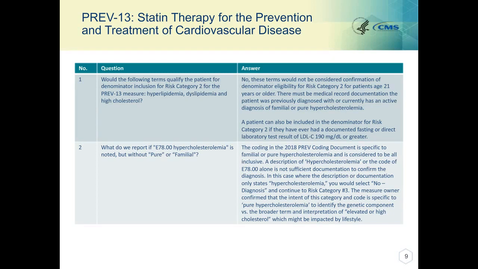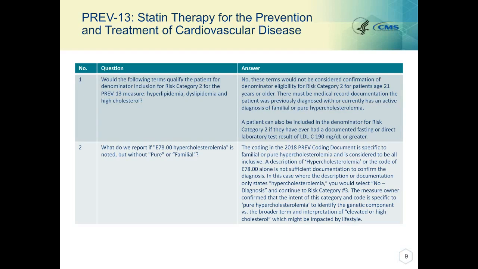Question 2, what do we report if code E78.00 hypercholesterolemia is noted but without pure or familial? The coding in the 2018 PREP coding document is specific to familial or pure hypercholesterolemia, and it is considered to be all-inclusive. A description of hypercholesterolemia or the code of E78 alone is not sufficient documentation to confirm the diagnosis.